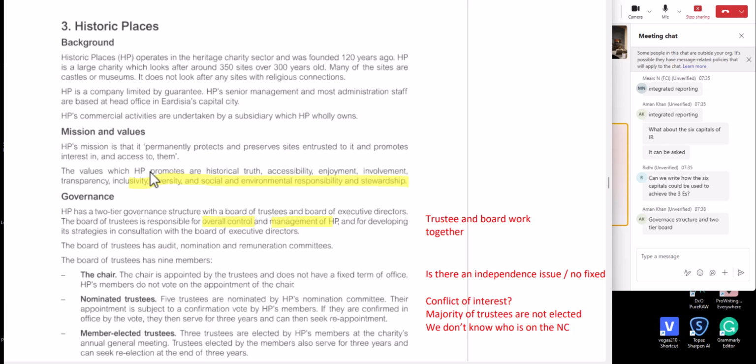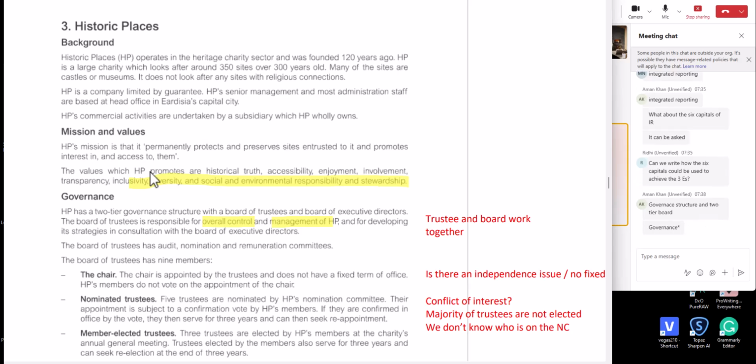So that could lead to a question about benefits of diversity. Should they have more diversity on the board of trustees? It could also relate to the executive board as well. Either tier could come in. So make sure you know what the benefits are of having a more diverse representation on the charity.